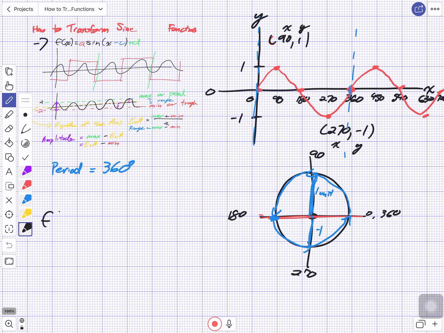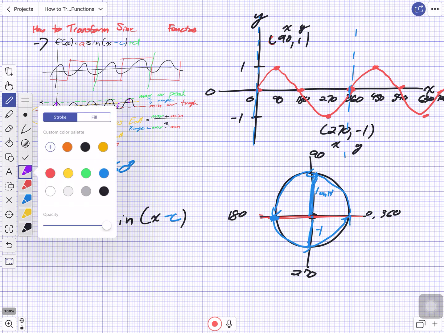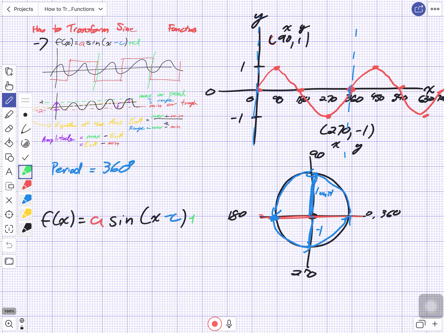But what's important here is this original function I drew. It's actually similar to when we did quadratic transformations. The a value, sine x minus c plus d. The a value has to do with vertical stretches.